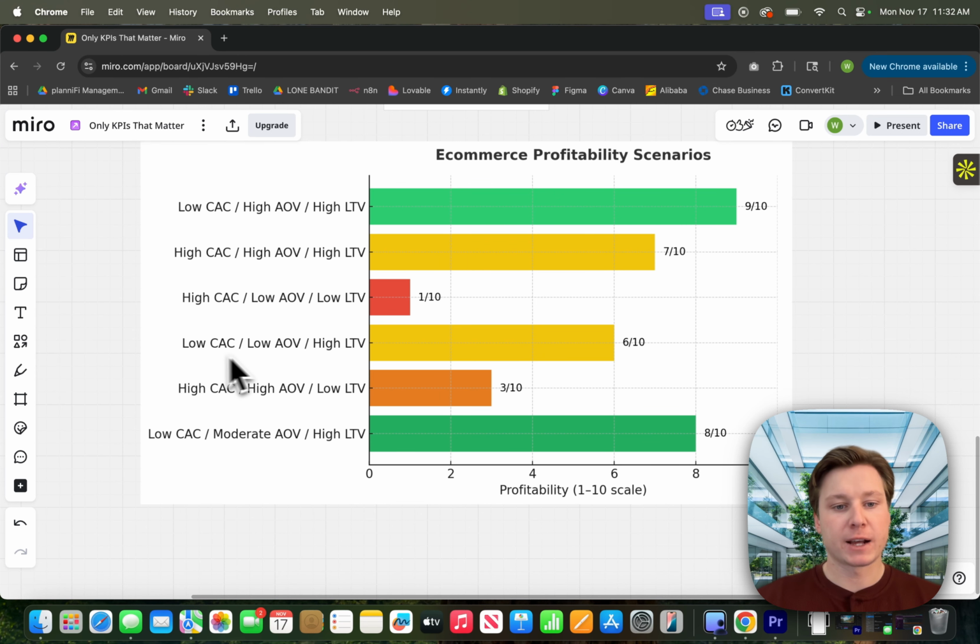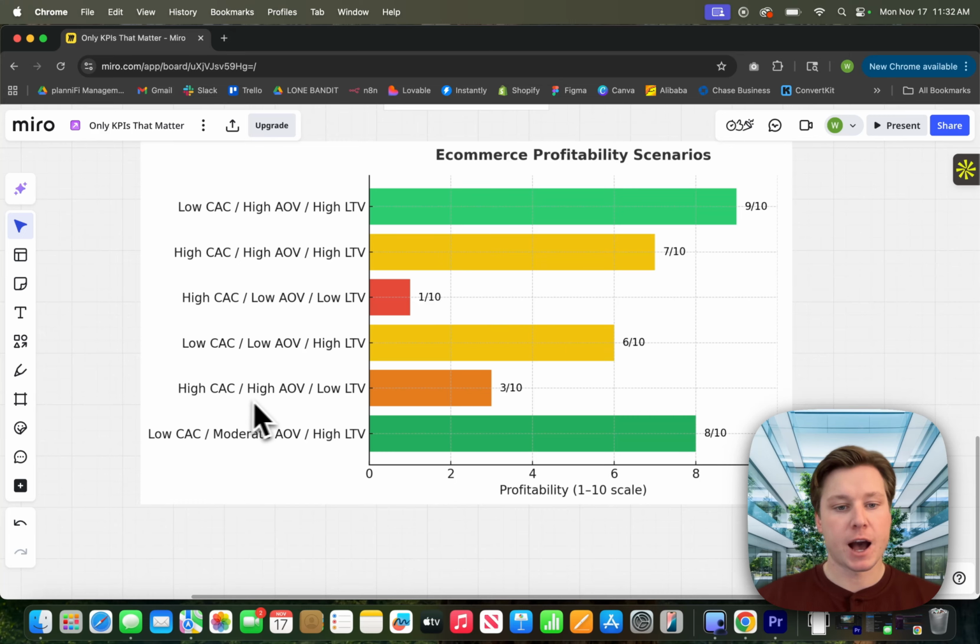Next one is low CAC, low AOV, high LTV. This is one that I see a lot of supplement brands running subscription do, is they have a lower CAC, but they also have a lower AOV, but then they have a high LTV on the back end. So it's not costing them a whole lot to get a customer, but the customer is actually not spending a lot on that first order, but they have subscription on the back end, which kind of covers that cost over time. It's just a longer payback period, which is obviously riskier. So gets a 6 out of 10.